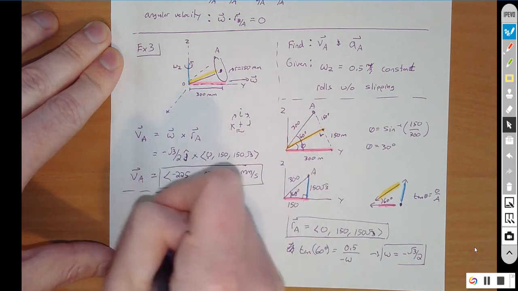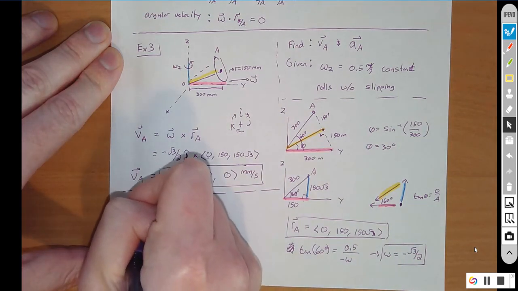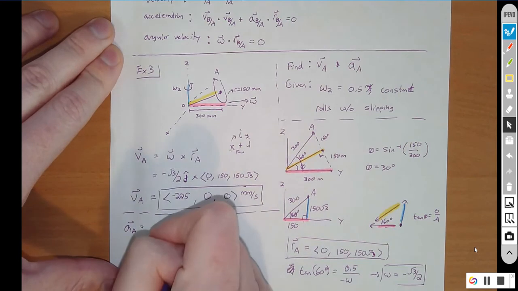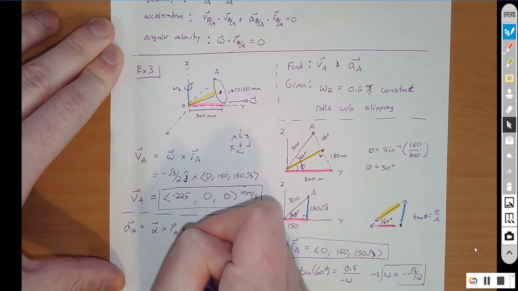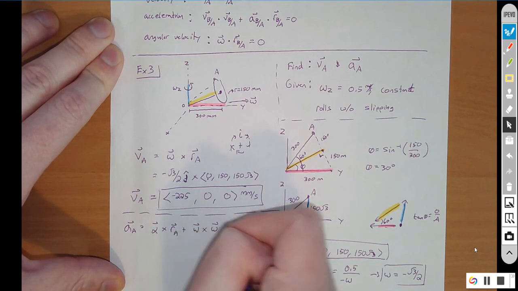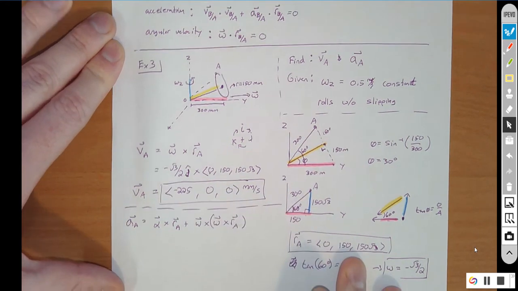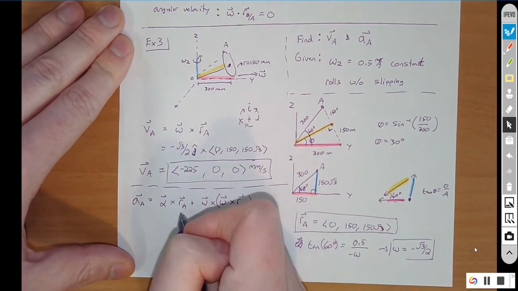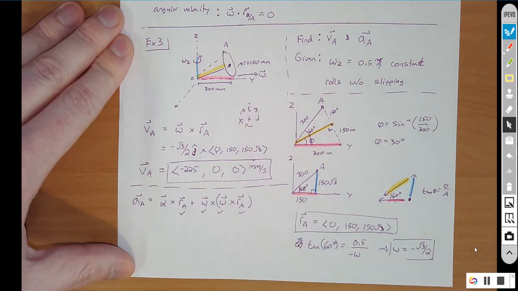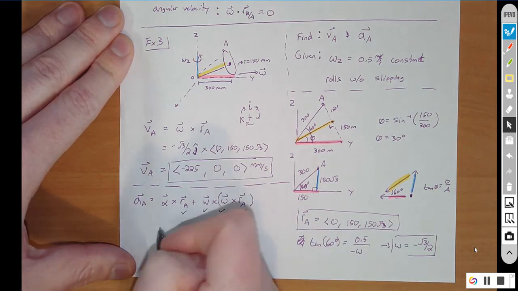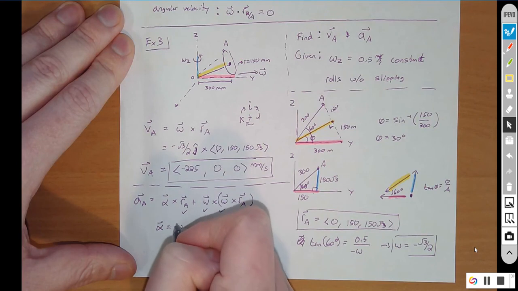Alright. And then let's squeeze our acceleration a in here. So acceleration of point A, that's going to be alpha cross R_A plus omega cross omega cross R to A, using our equation from above. So we know R_A, we know omega. So the only thing we have to do is find alpha, and we can solve this. To find alpha, alpha is just omega dot.